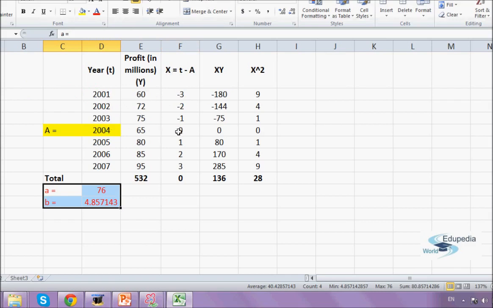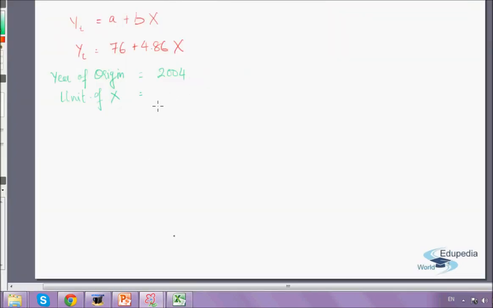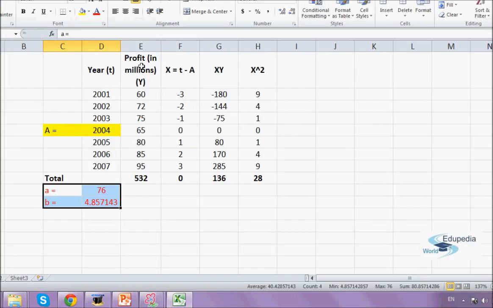See here in 2004 the value of x is 0. In 2005 it's 1. In 2006 it's 2, and so on. So x is changing by 1 unit per year. So the unit of x is 1 year. Okay, so it's 1 year. And finally I need to write the nature of y. So in our case the nature of y is the profit in millions. It's the annual figure of profit in millions.